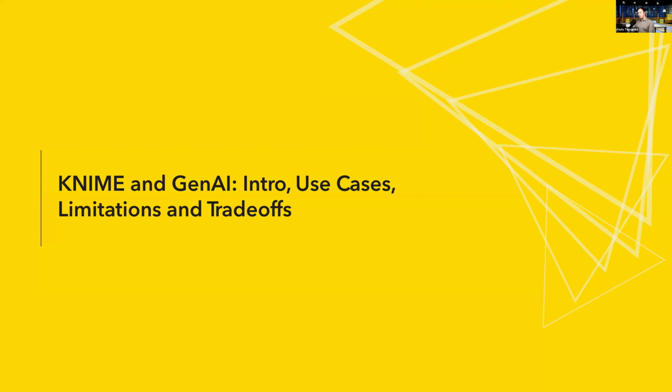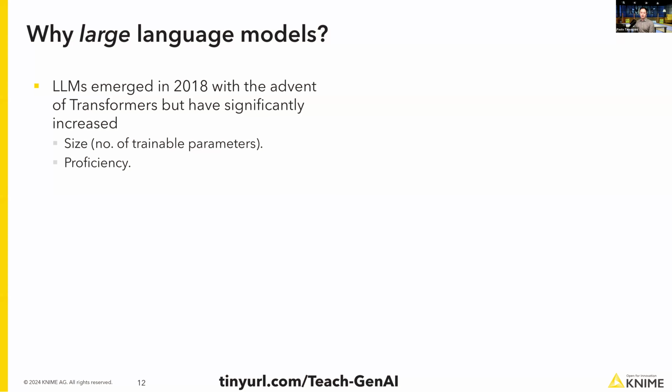So let's get started with a quick intro. What I would like to cover here is just a rough understanding of what those LLMs are. LLM stands for large language models. They emerged in 2018, and basically they are really big in size. As a number of trained parameters, they are quite big, and this, of course, is interesting because it works.